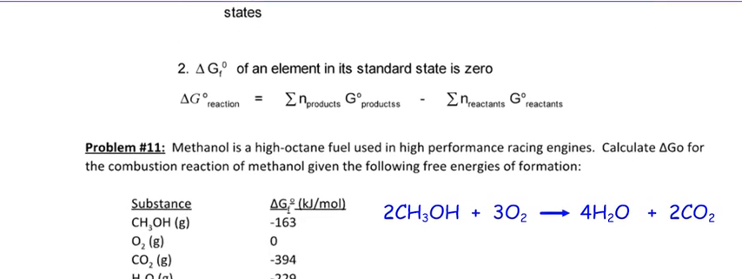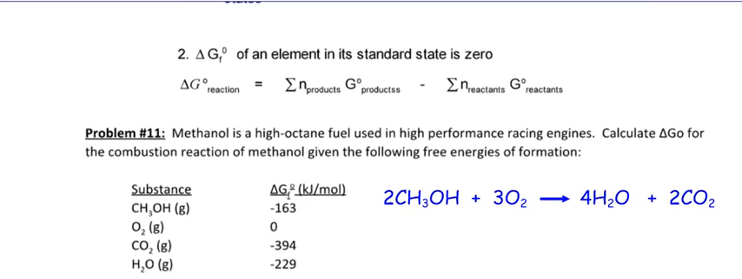All right, what did you get? Did you get this? Okay, so you have 2 methanols and 3 oxygens making 4 waters and 2 carbon dioxides. Hopefully that's right. So go ahead and do your products minus reactants, and let's see how you did. If you're not done, pause this, all right, and then come back when you are ready.